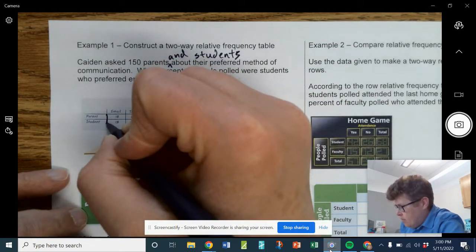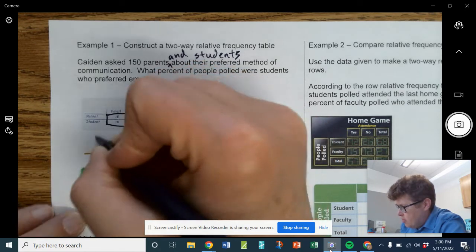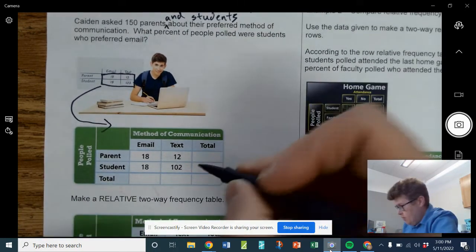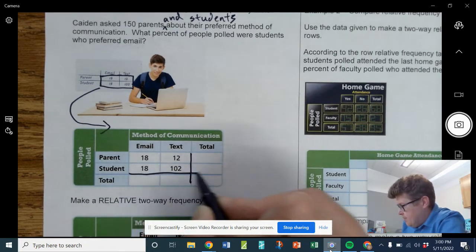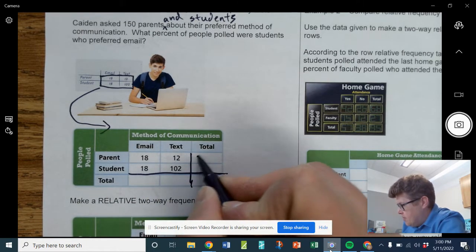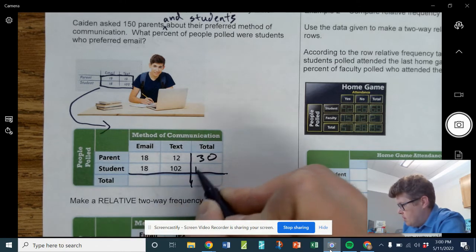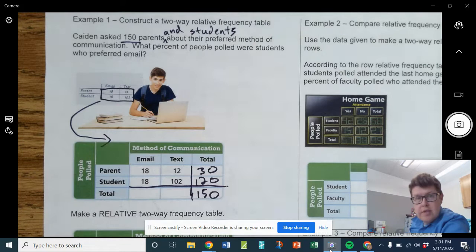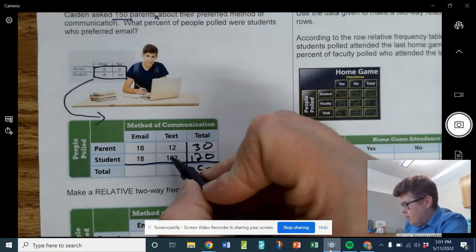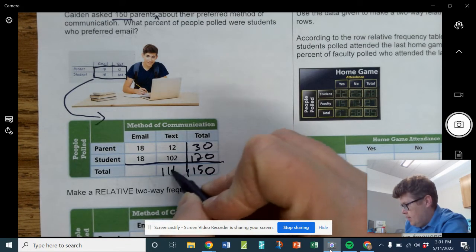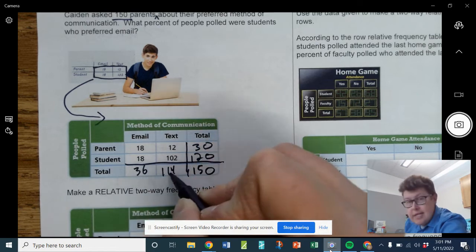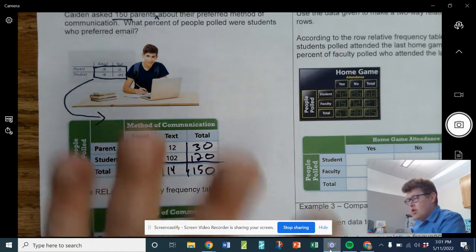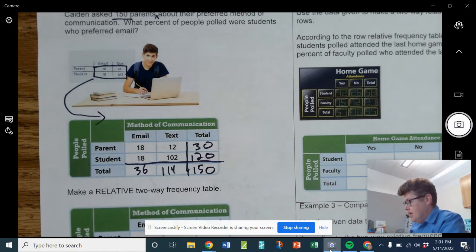So we've got his data right here that he recorded in his notebook, but we're just going to take that and put it in this frequency table right here. So what we do now is we add things up. 18 plus 12 is 30. 18 plus 102 is 120. Add those together, we get 150, which we knew was going to be the total anyway. And then we add down, so that's 114, and that's 36, and those added together get us to that 150. So all our math there is correct. We've got our two-way frequency table filled out with our totals and everything.